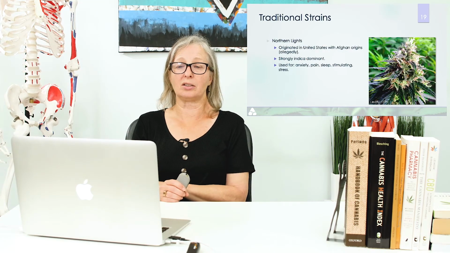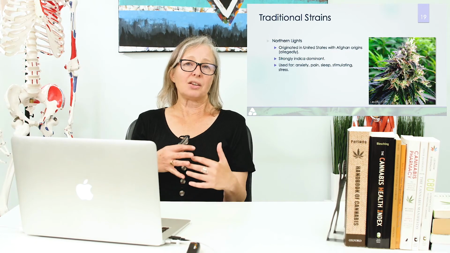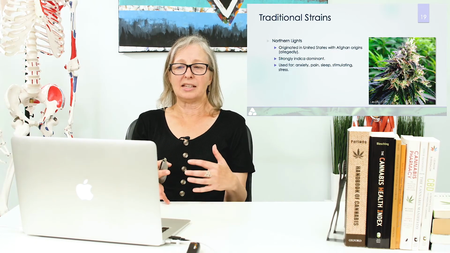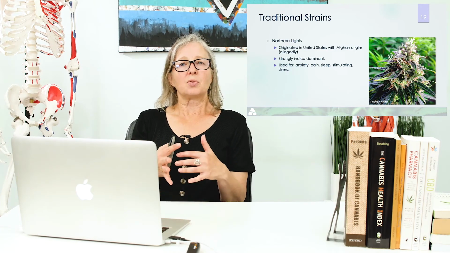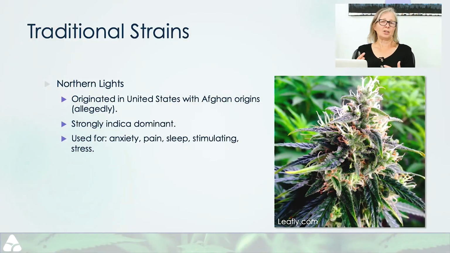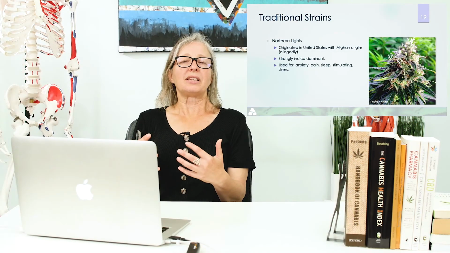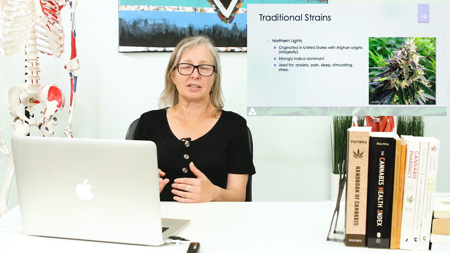Our next one we look at is called Northern Lights. This originated in the United States, and allegedly it's crossed with some of the Afghani strains as well. This one is strongly indica dominant, so we know that it's going to help with relaxation, muscle relaxation, pain. Some people find this one works really well for anxiety. And it can be stimulating for some people. So again, just because it's indica doesn't mean that every indica is going to put you to sleep. This one can help with uplifting a little bit and manage stress a little bit better as well.